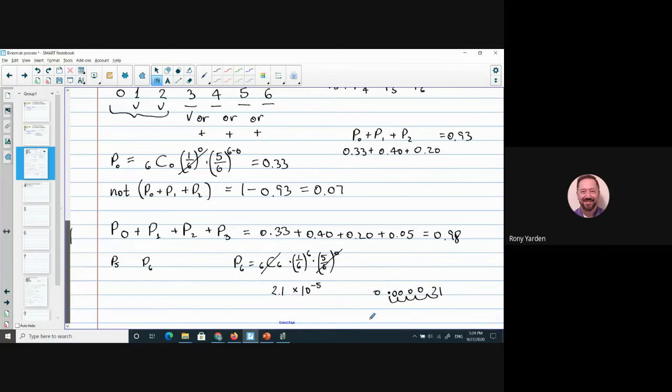And this is our number. It's a very, very small number. The percent is the hundredth, and the thousandth is the per mil. It's a very, very small number.